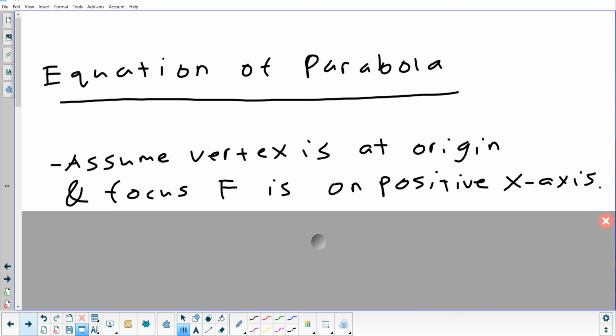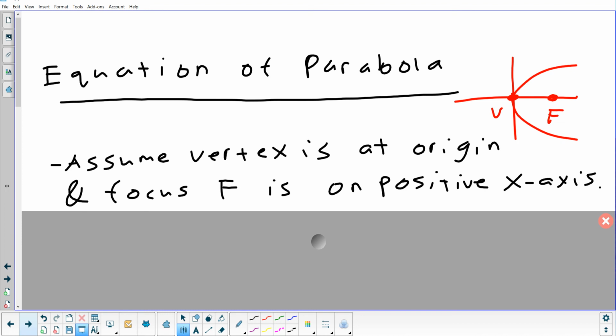Anybody think they could tell me which way the parabola is going to open? Your vertex is at the origin, and your focus is somewhere on the positive x-axis. With those 2 points known, it has to open a certain way. Yep. To the what? Right. Yeah, it's going to open to the right. It has to. Good job. The parabola has to wrap around the focus, and the vertex is at the origin.